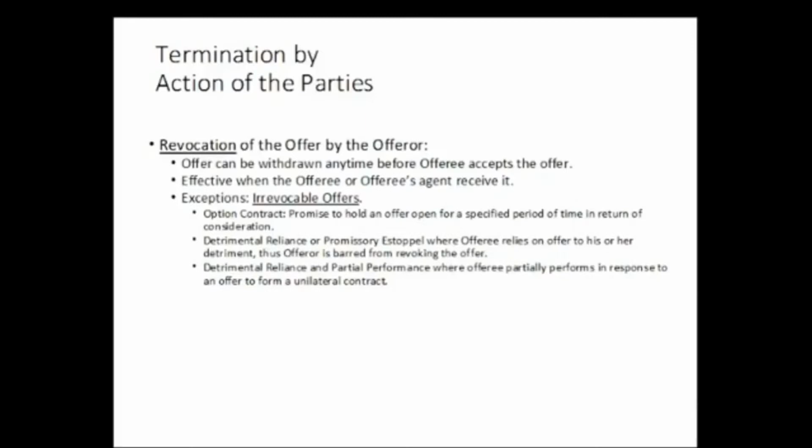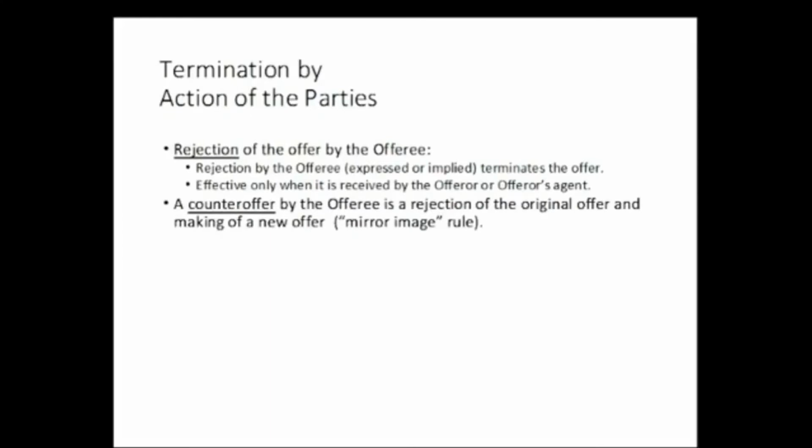And these are things like an option contract. If you are in the stock market and play options, the promise to hold an offer over a specified period of time in return for consideration, that's irrevocable. Or if there's a detrimental reliance, what we call promissory estoppel. In other words, the offeree relies on it to his or her detriment. That bars it from being revoked. Or there's detrimental reliance and partial performance, where the offeree partially performs. That prevents it. All right, so how can it be terminated by the actions of the buyers? Well, first, a rejection. No, I don't want that.